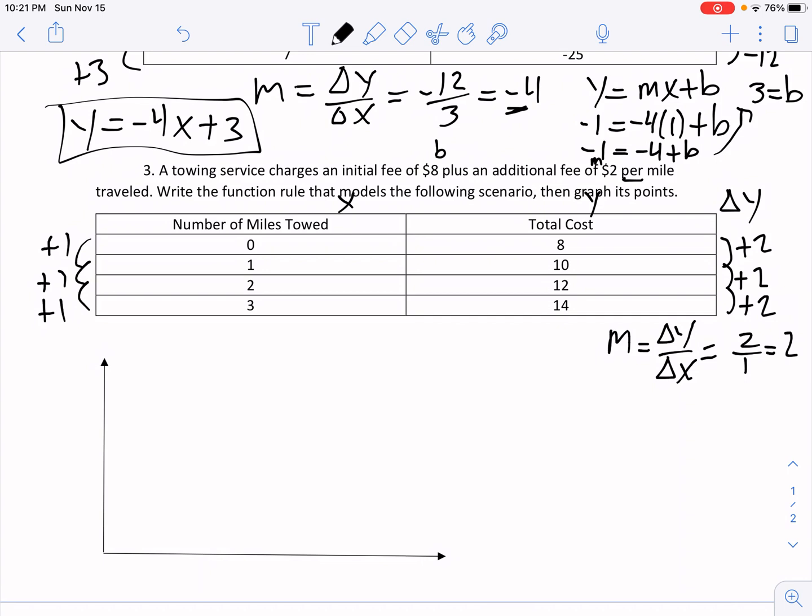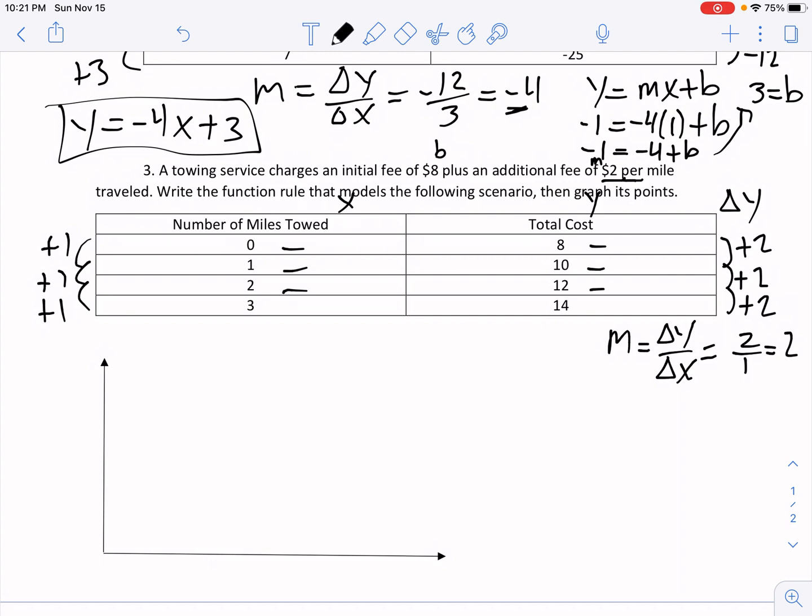Now, we could have gotten that from the word problem itself. They told us a towing service charges an initial fee of $8. Remember, what we start with is b, and an additional fee of $2 per mile. Keyword per, telling me my slope. So they told us the slope in the word problem, which was 2. So either way, our slope is 2 here. And this table makes sense. If I go 0 miles, they charge us $8 from the get-go. 1 mile adds on $2, so $8 turns into 10. 2 miles adds on another $2, so it goes to 12, and so on.